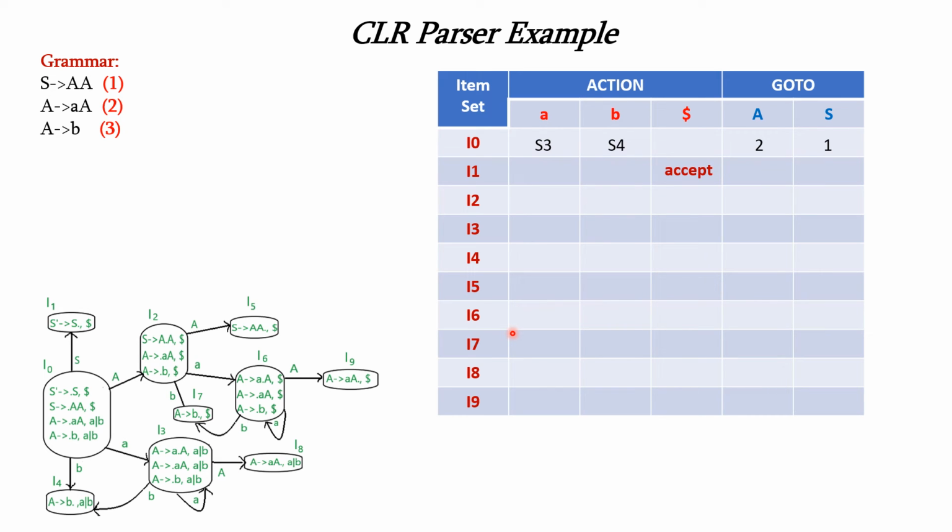Next we have to consider the item set 1. It is not having any outgoing edges, so consider I2. I2 on capital A is I5, so it is 5. Then I2 on small a is I6, so it is S6. Then I2 on small b is I7, so it is S7.